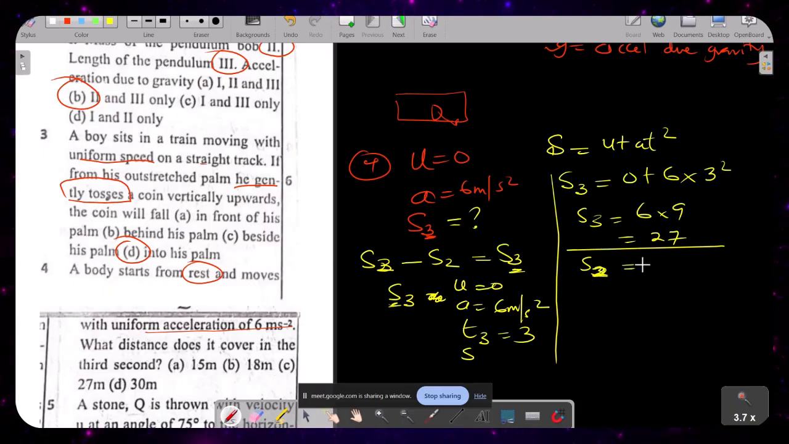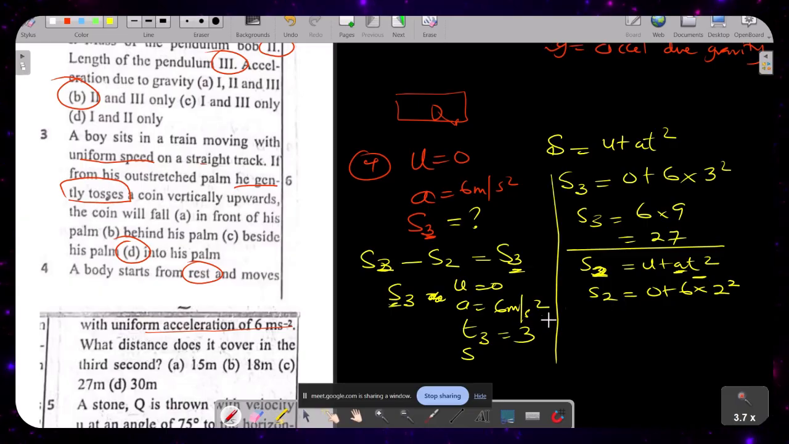So I will still use the same formula, ut plus at squared. I'll still say the distance at the second second is equal to 0 plus, this time around, what is my a? 6 times, my time this time around will be 2 seconds. Remember, my initial time was 3 seconds, so this time around it's going to be 2 seconds. So I have the distance as 6 times 4. And 6 times 4 will give me what now?